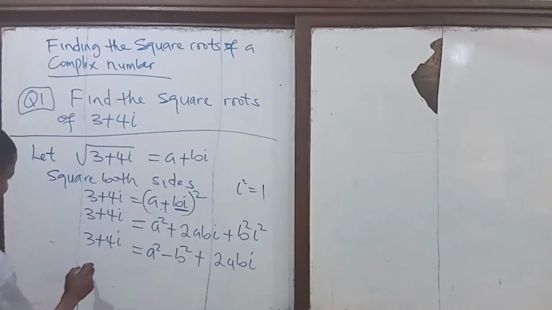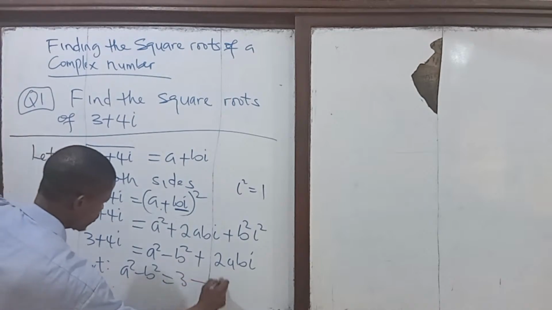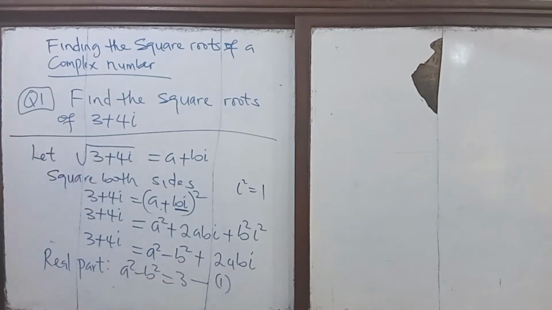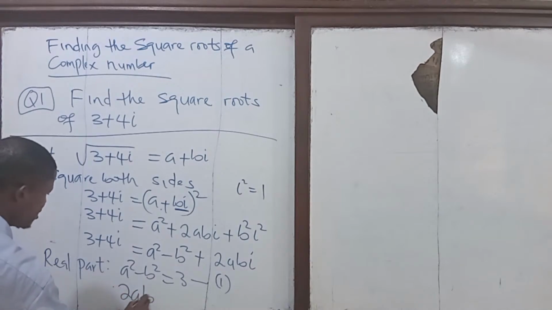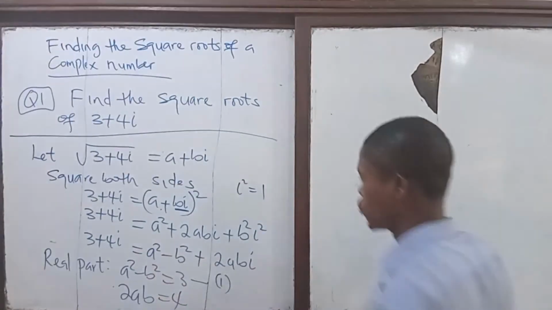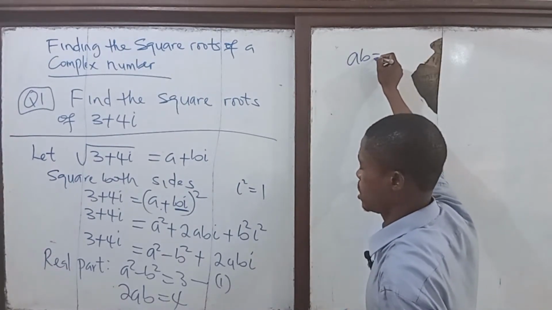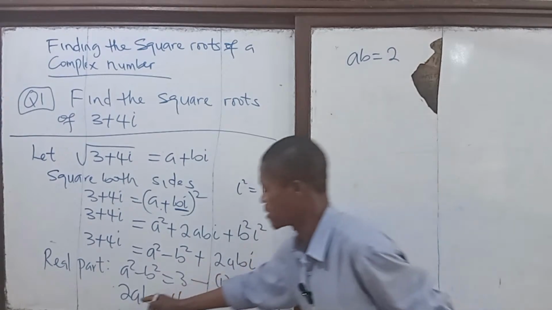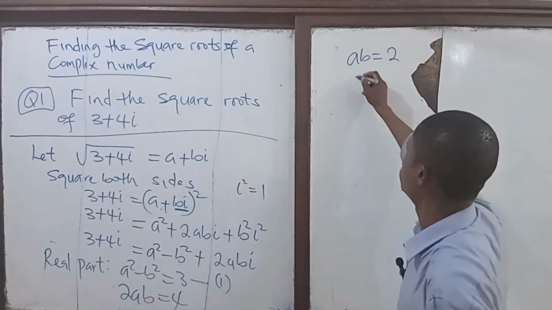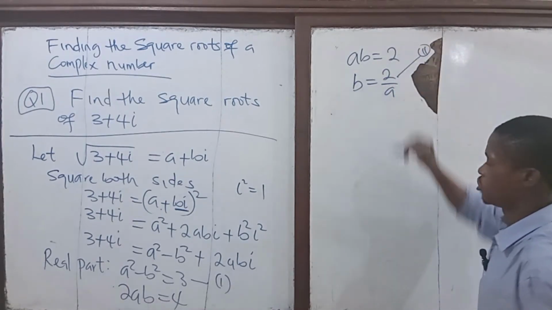Then equate the real parts, which is a square minus b square equal to 3. Call it equation 1. Equate the imaginary parts, the coefficient of your i, which is 2ab equal to 4. So from here, ab is equal to 2 if you divide both sides by 2. Then you can make b the subject and call this equation 2.